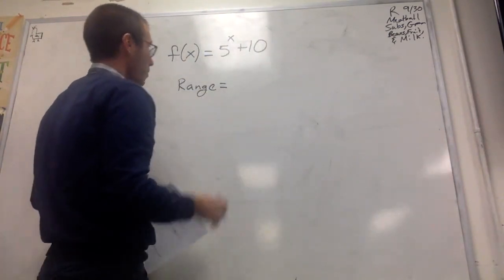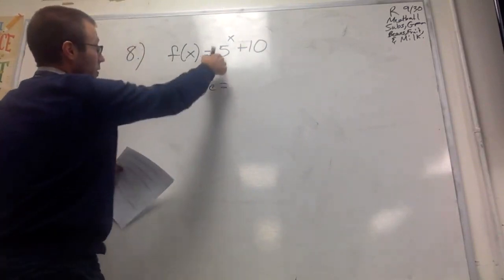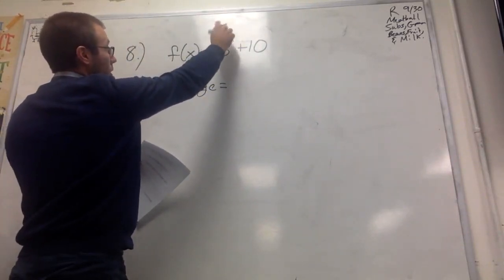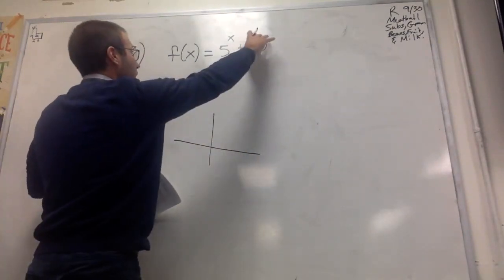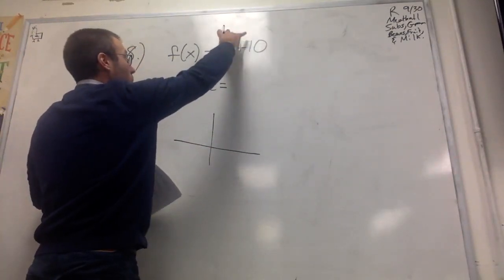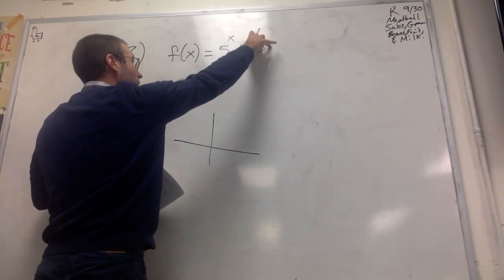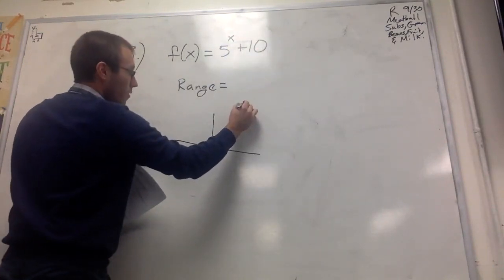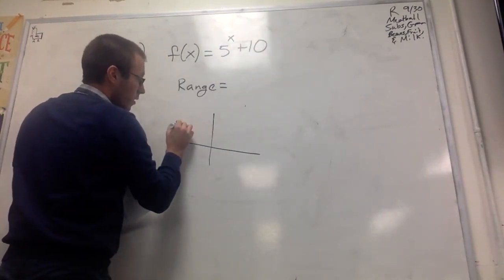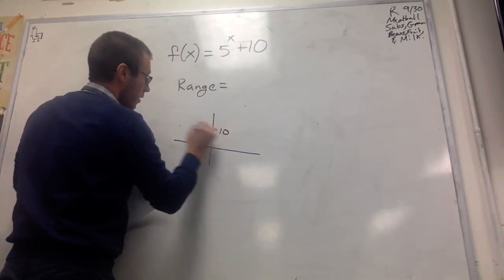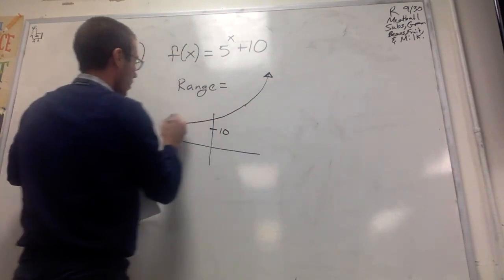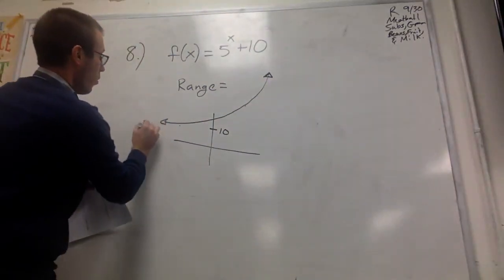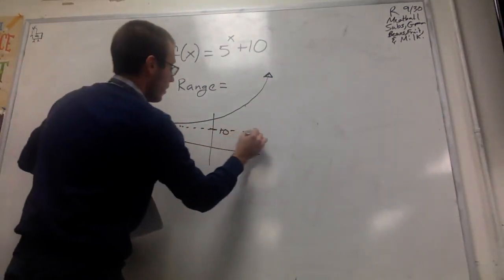So what happens is, you can think of this as just 5 to the power of x right here. It dies off, this value becomes 0, and it kind of hits 10. So it goes 5 to the power of x, here's 10, and it looks like this. So it has this horizontal asymptote right here at 10.